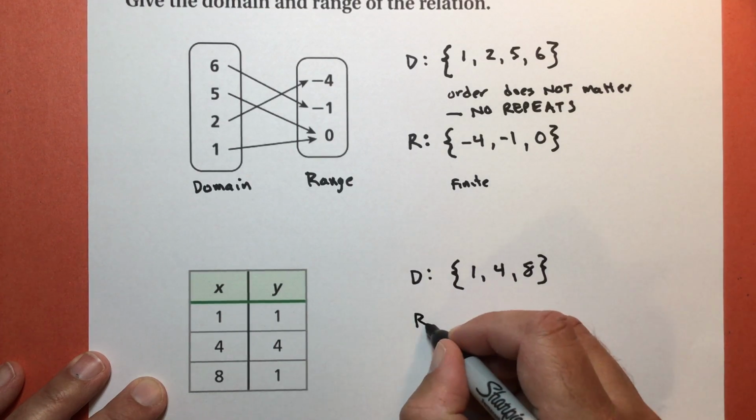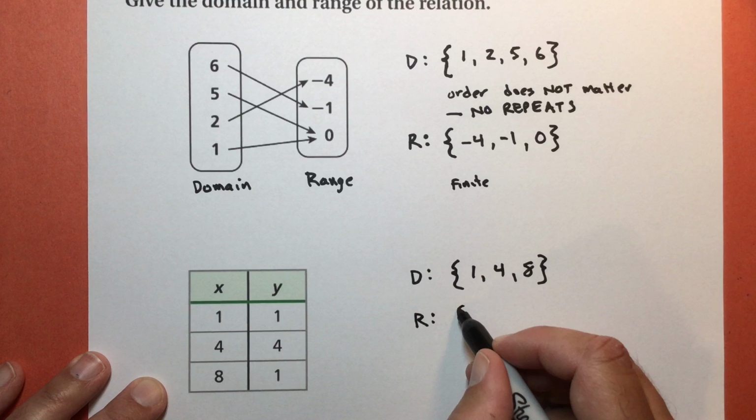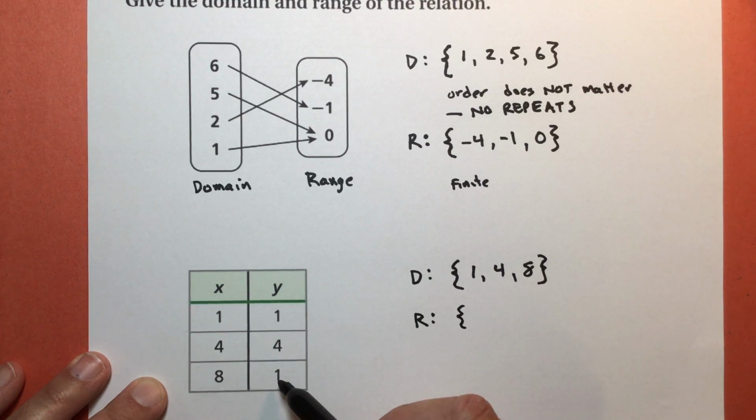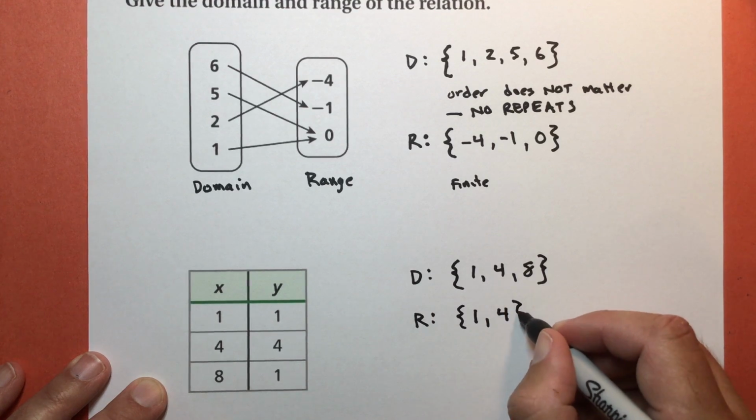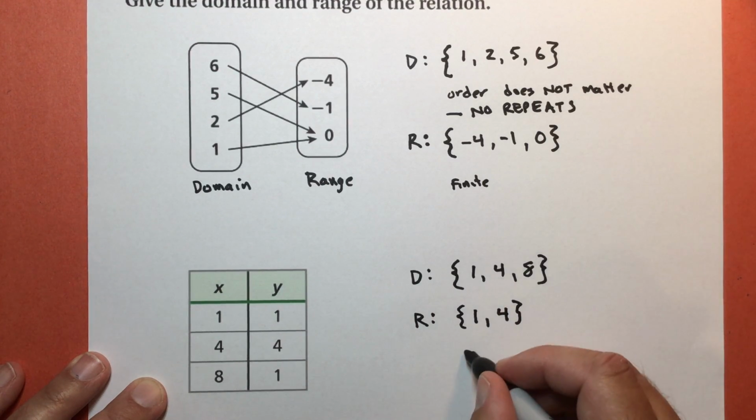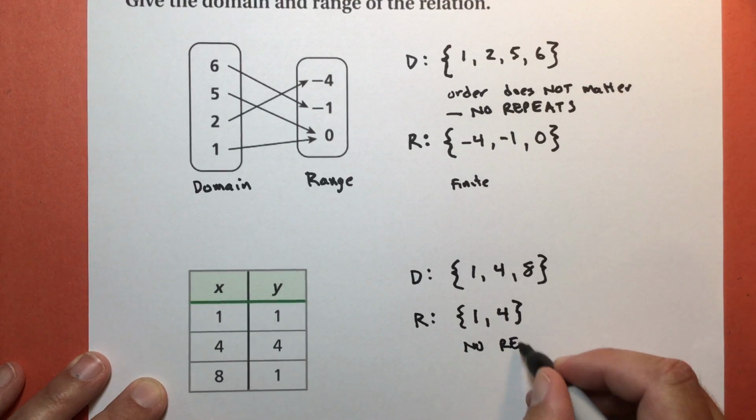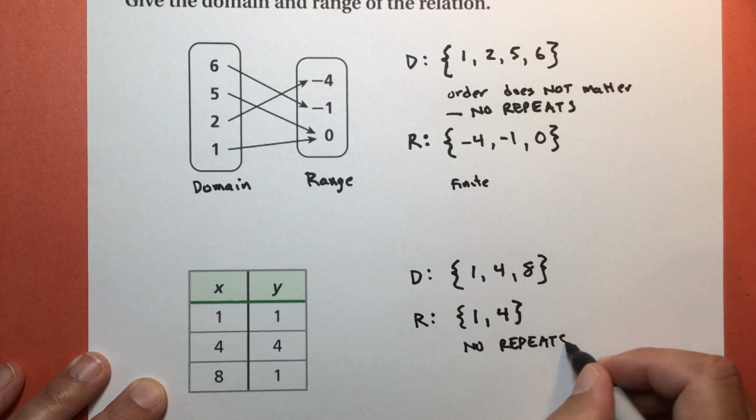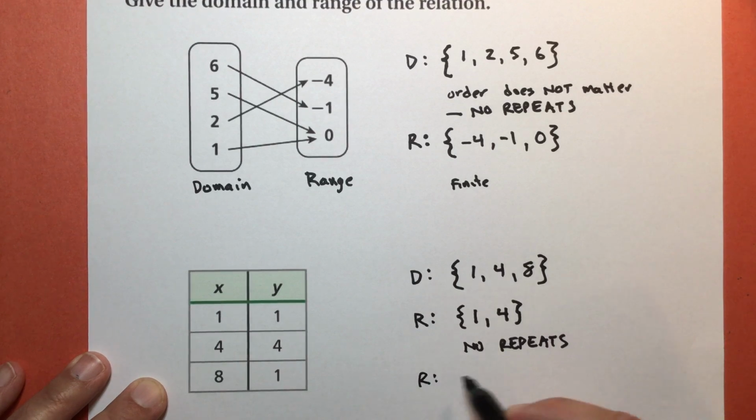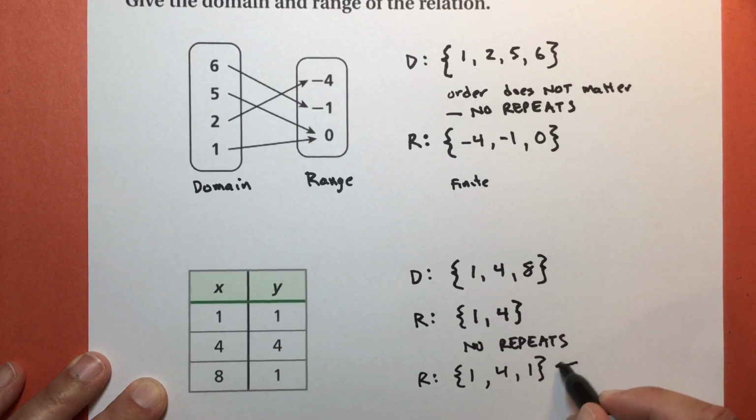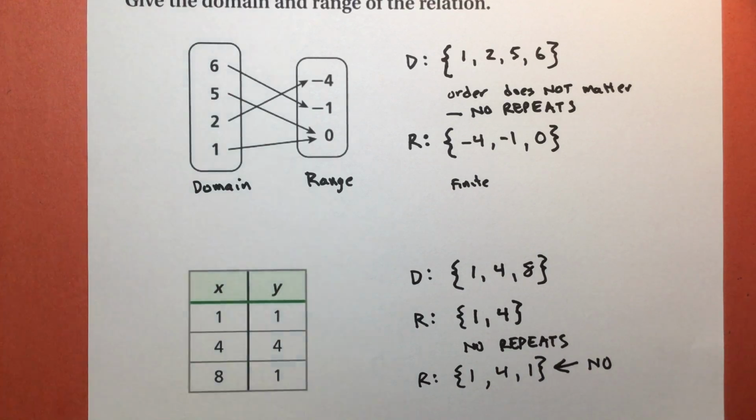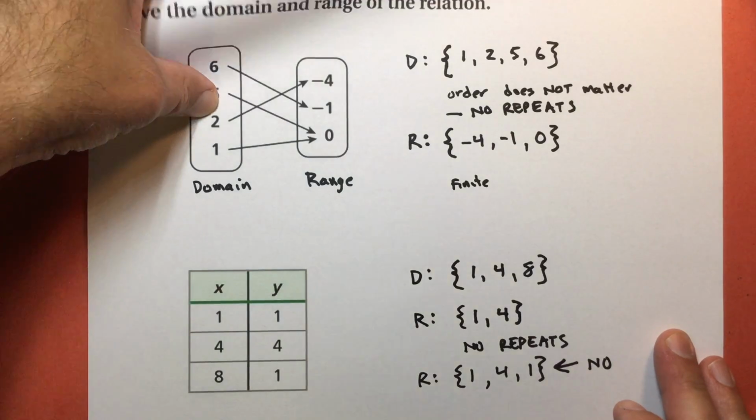The range, now pay real close attention to this, is going to be 1, 4, 1. But wait, I already have the number 1 in there. So again, no repeats. So if you wrote 1, 4, 1, then that's going to be wrong. Don't put that in there. Okay, so again, pause it, rewind it, do what you need to, if that makes sense.